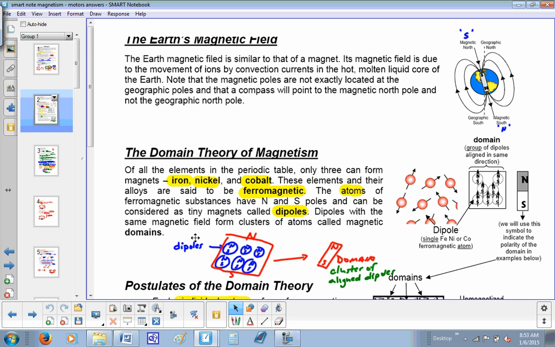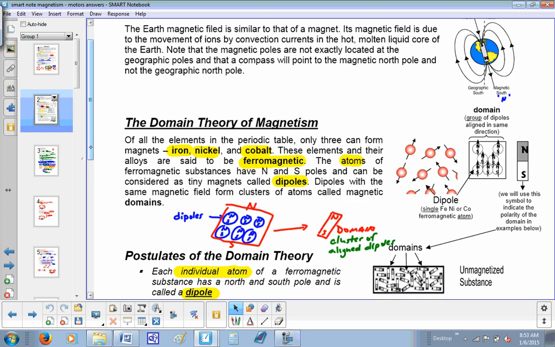The next thing I want to review is the domain theory with you. Now remember that certain substances like iron, nickel, and cobalt, their atoms can actually become magnetic. They have two slightly magnetic poles, so we call them dipoles. So they're atomic dipoles. They have a north and a south.